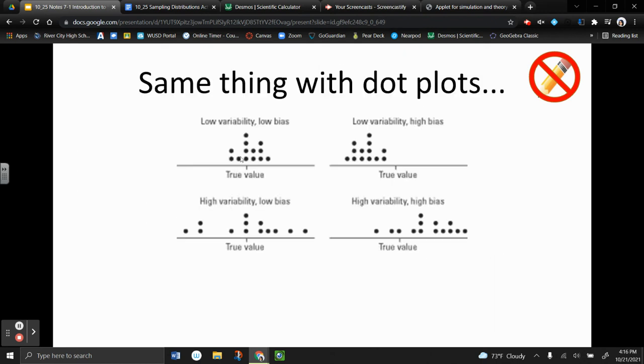So here's the same thing with dot plots. Low variability, low bias: points are close together and clustered around the true mean or true proportion. This one would have low variability but high bias. Points are close together, however, it's all shifted away from the true center. This has high variability, low bias. If we were asked to find the center of this distribution, it would be close to where the true value is. However, it's spread out, which means there's high variability. And then lastly, the worst situation, where we have high variability and high bias. Points are spread apart, and the center of your distribution is far off from the center of the true mean or the true proportion.